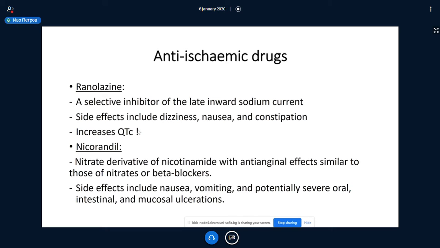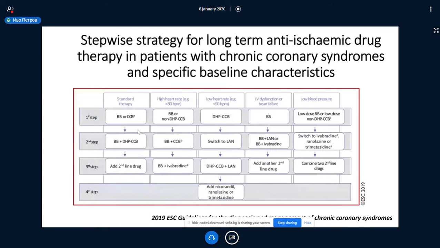ischemic situation. Also, similar to mononitrate are ranolazine, and also nicorandil, which have an effect over the coronary arteries, with an antispastic, vasodilative effect.